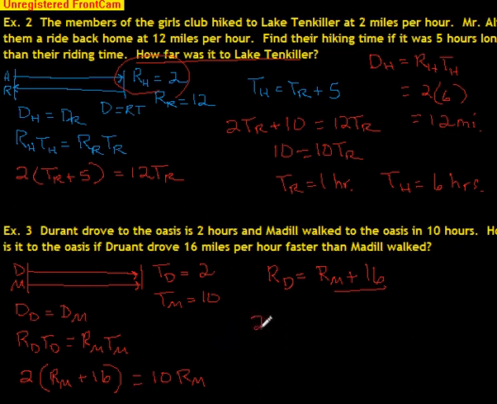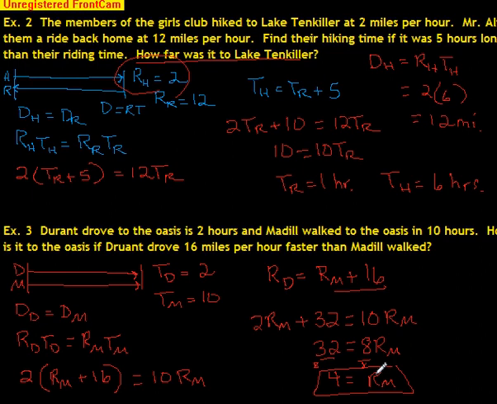So we're going to get 2 rate of Medill plus 32 equals 10 rate of Medill. I'm going to subtract 2 rate of Medill from both sides, so I'm going to get 32 equals 8 rate of Medill. And if I divide both sides by 8, I get 4 equals rate of Medill. So we got the first one. And remember, rate is in miles per hour.